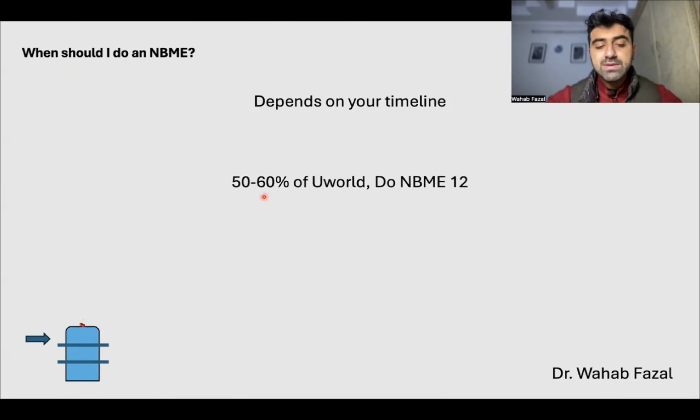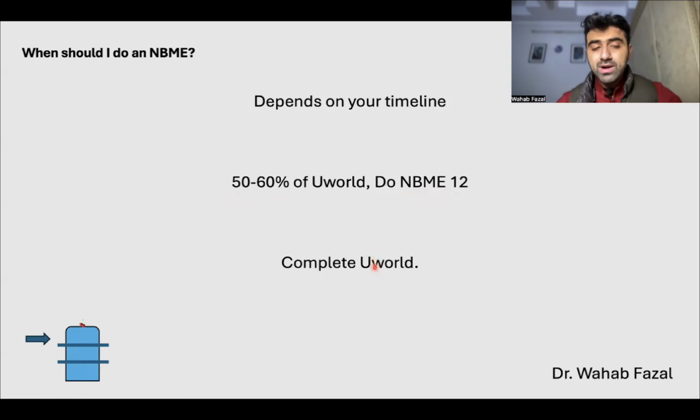This is what I suggest to a lot of people: when you're done with 50 to 60% of UWorld, do NBME 12. I read on Reddit that it was not as predictive as the other ones, and you want to save the most predictive ones for the end. This keeps changing, so you can go on Reddit and find out the least predictive one. You want to do it at 50 to 60% of UWorld just to find out where you're standing. Some people even do NBMEs when they start their prep.